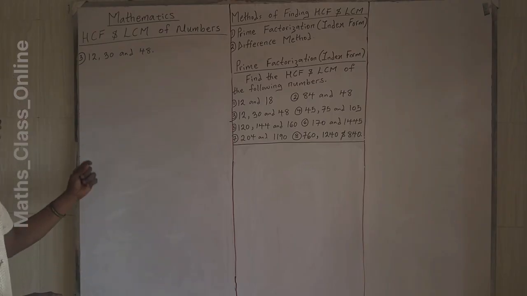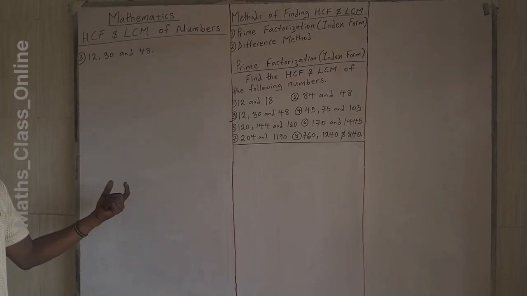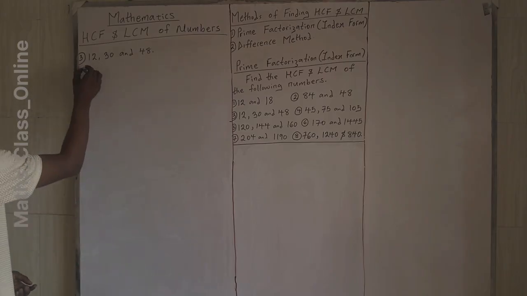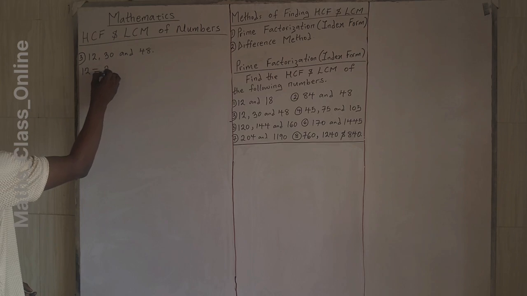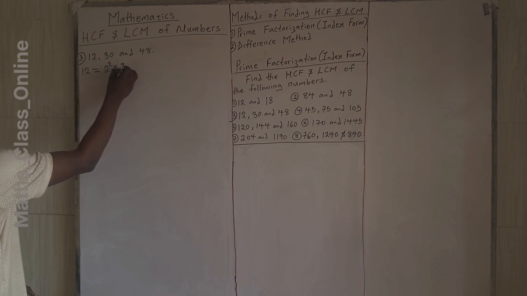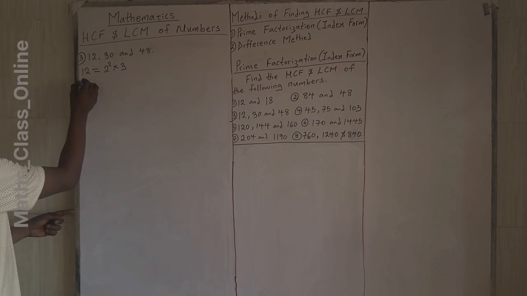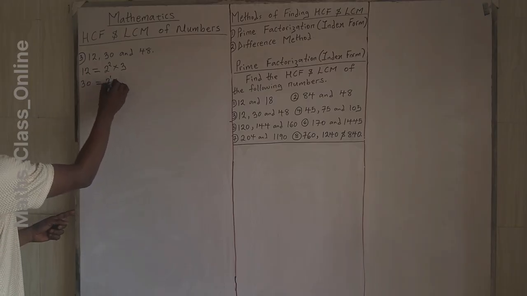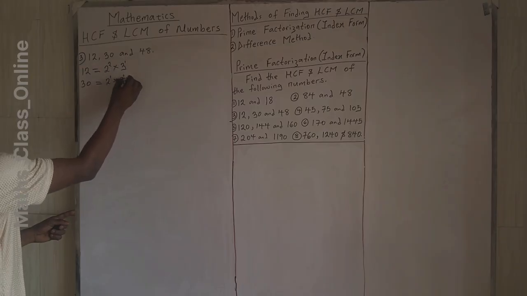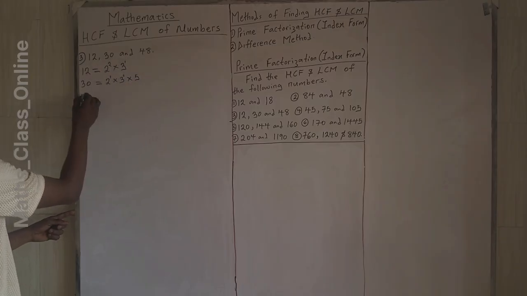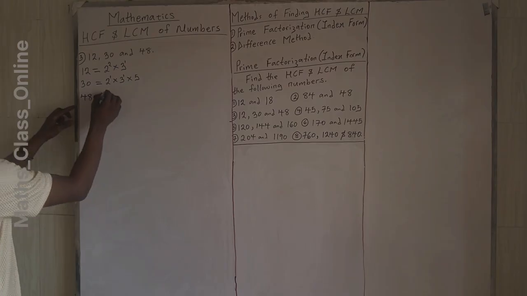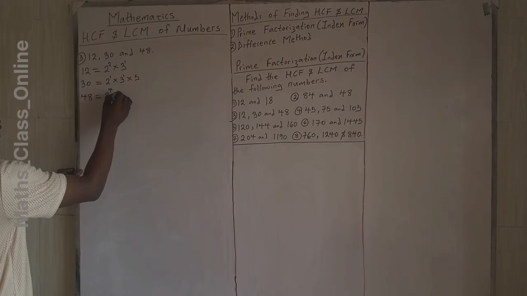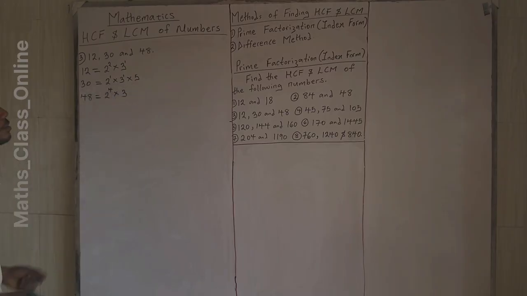We have 12, 30, and 48. What are we going to do first? Write all these as the product of their prime factors. So this will give us 2 raised to the power of 2 times 3. 30, that is 2 raised to the power of 1 times 3 raised to the power of 1 times 5. And 48, that is 2 raised to the power of 4 times 3.